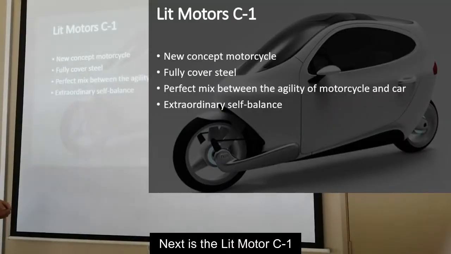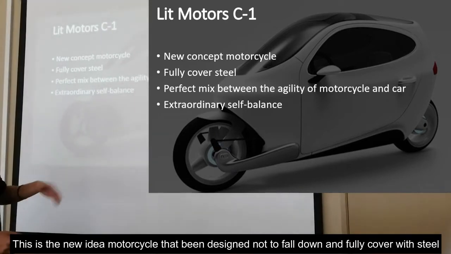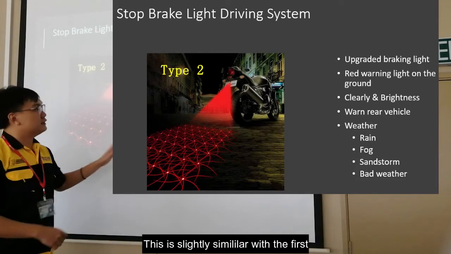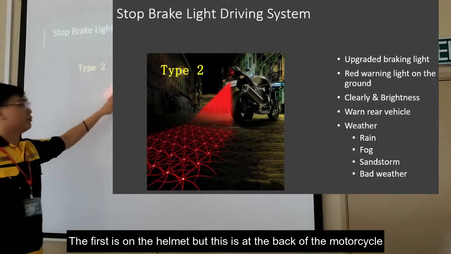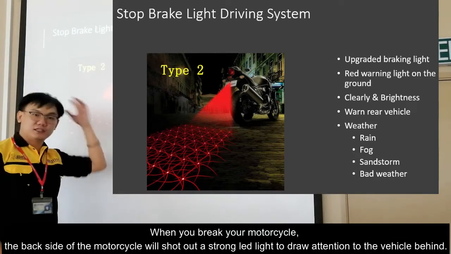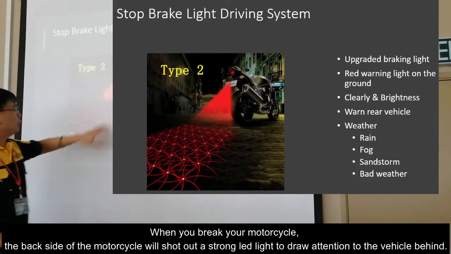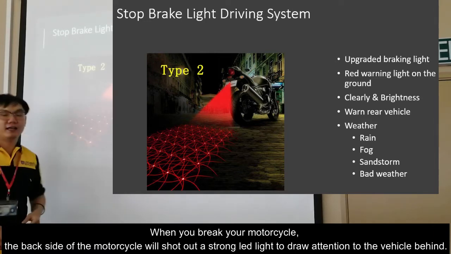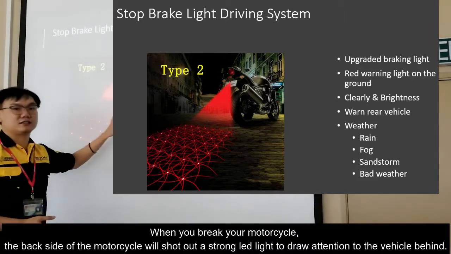And then next is the lead motor. This is a motor that cannot fall down. This is a new concept of the motorcycle, fully covered with steel. And then the last one is the stop brake light driving system. This is the same as the first one in the literature review, but this is on the back side of the motorcycle. The first one is on the back of the helmet, and this is when you brake, the back side of the motorcycle will give out a very strong LED light that will alert the vehicle behind the motorcycle that he is stopping now.